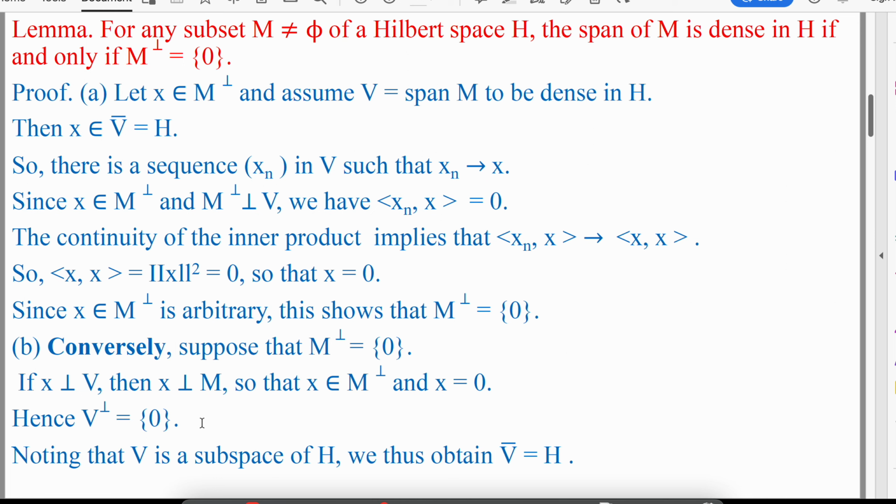And we note here that V is a subspace of H, therefore V bar is equal to H, meaning closure of V is equal to H, or we can say that the span of M is dense in H.